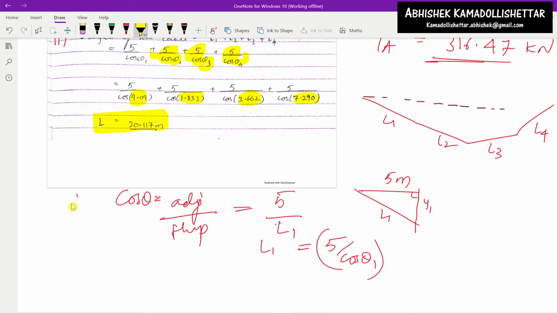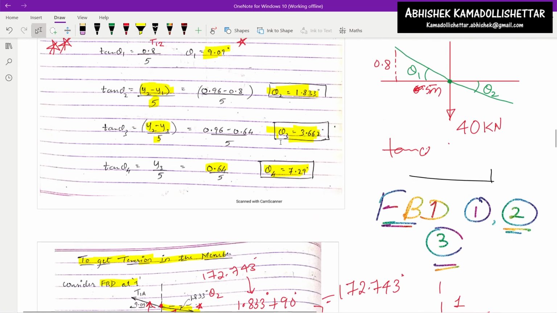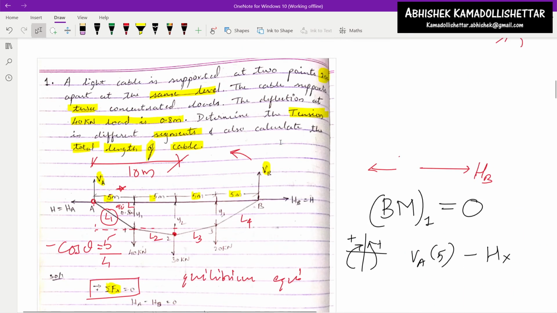20.117 meters. So this is the first problem in which you have understood how to calculate the forces, calculate the tension in the different segments of the cable, how to get the reactions, how to get the deflections y1, y2 and y3, the dips, and how to calculate the total actual length of the cable. You have understood that in this problem.